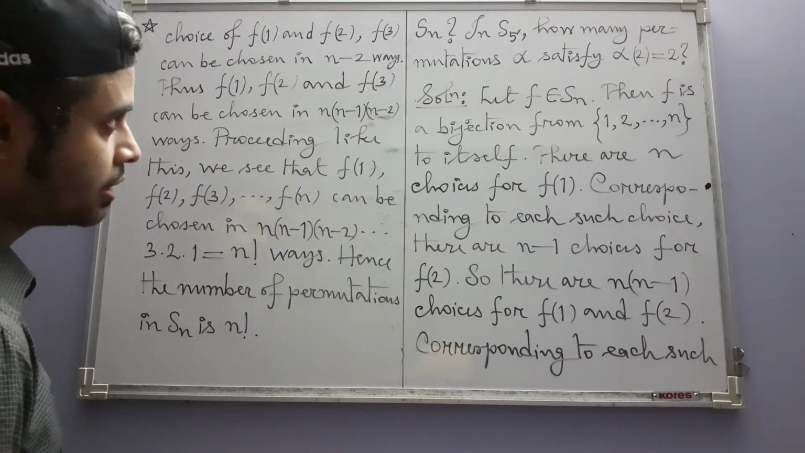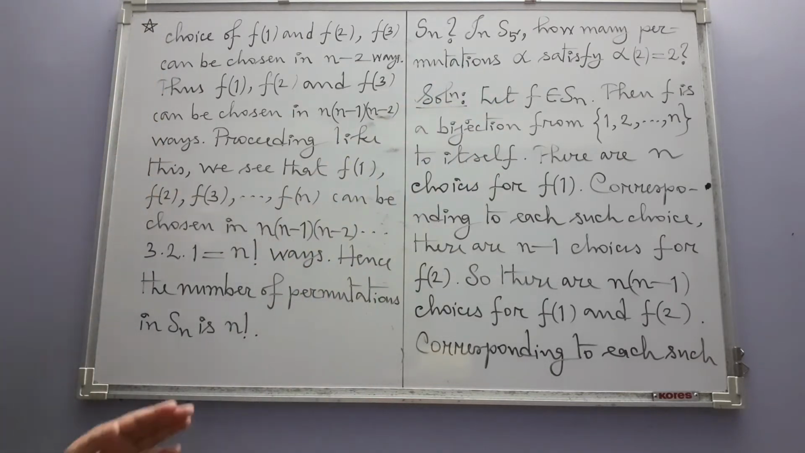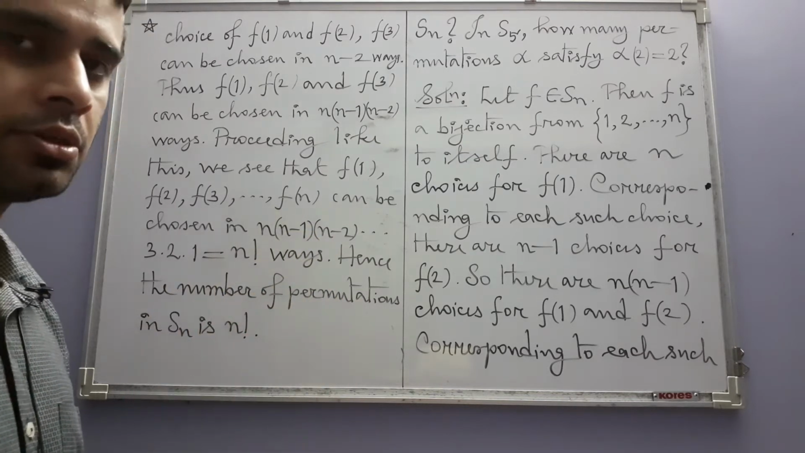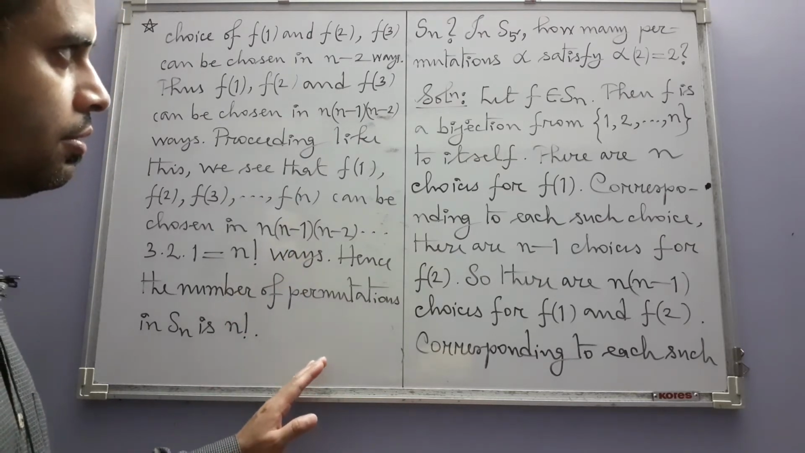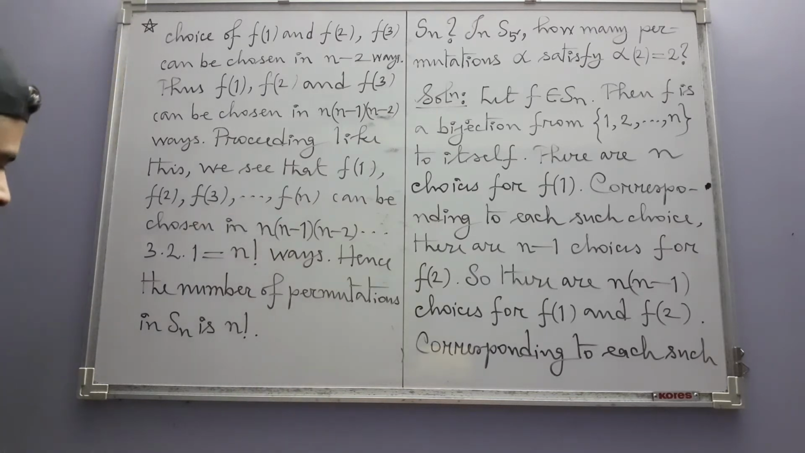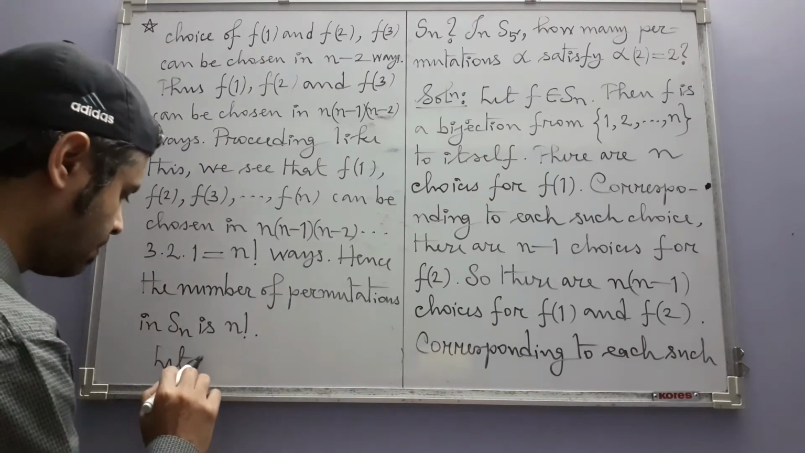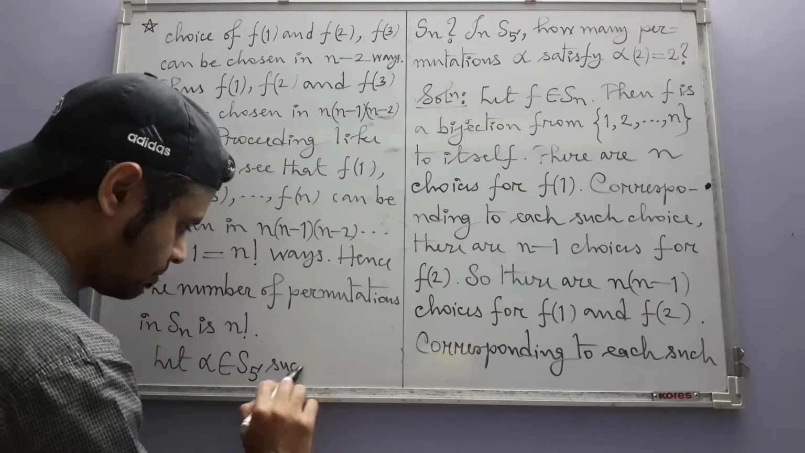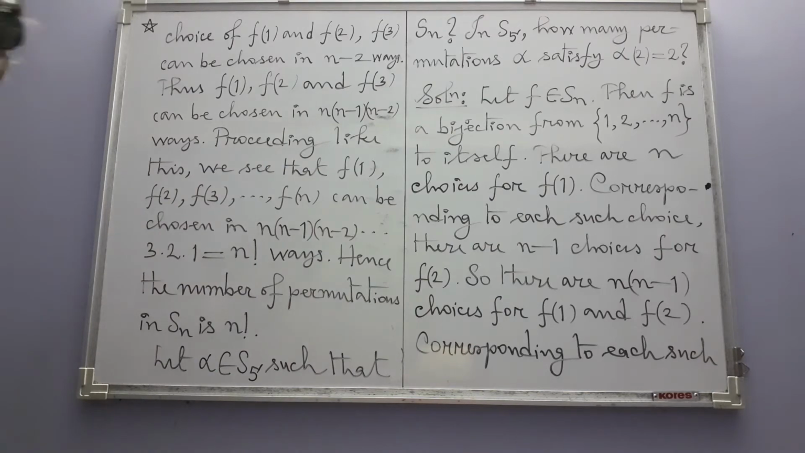Now in S5, how many permutations satisfy this? So that means now alpha is a permutation in S5 where alpha of 2 has already been chosen and it is fixed, it is equal to 2, it is nothing else. Then you have to decide what the other outputs can be. Okay, let alpha belong to S5 such that alpha of 2 is 2.